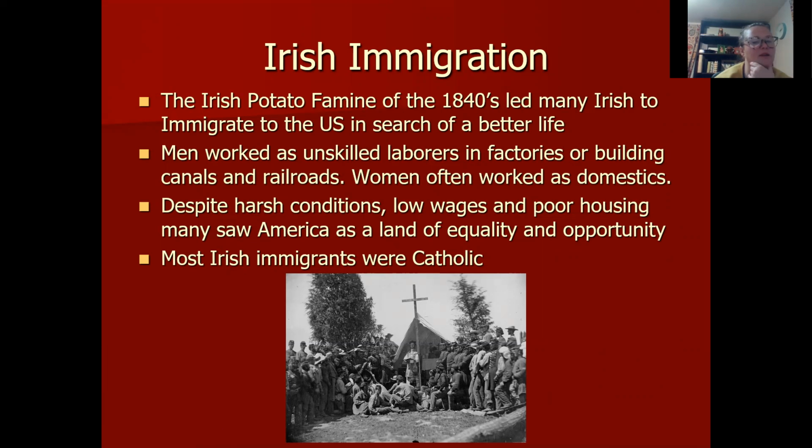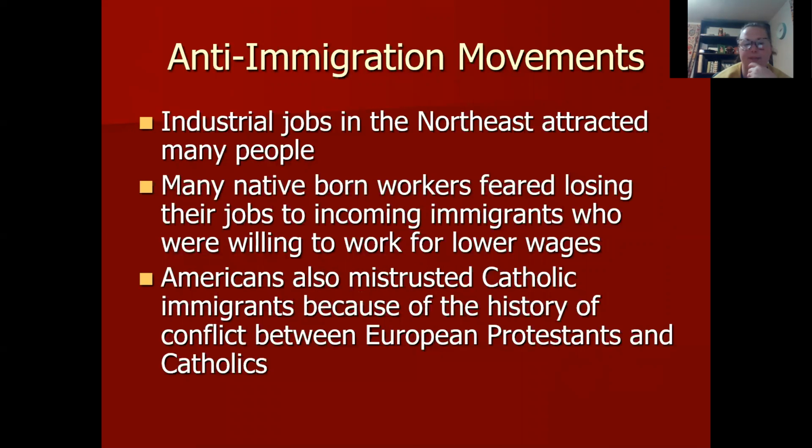The Irish potato famine of the 1840s led many Irish to emigrate to the US in search of a better life. Men worked as unskilled laborers in factories or building canals and railroads. Women often worked as domestics, that means in the home, washing clothes, working as maids, cooks, things like that. Despite harsh conditions, low wages, and poor housing, many saw America as a land of equality and opportunity. Most Irish immigrants were Catholic.